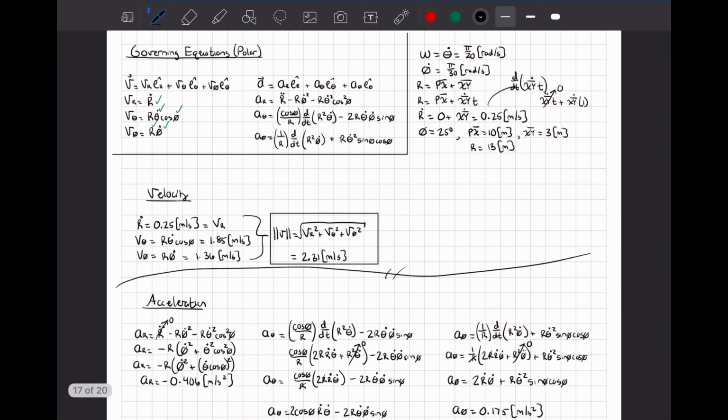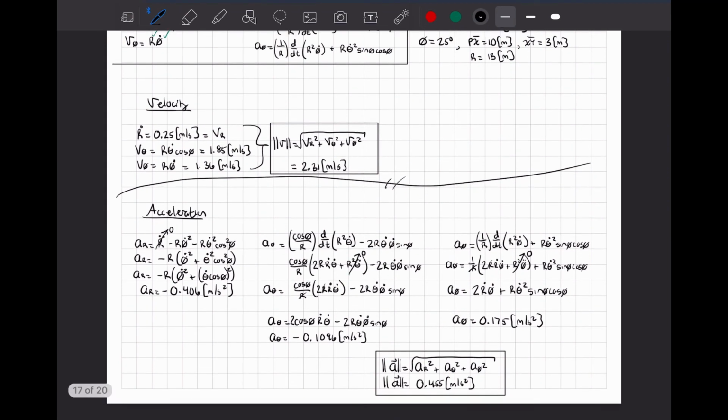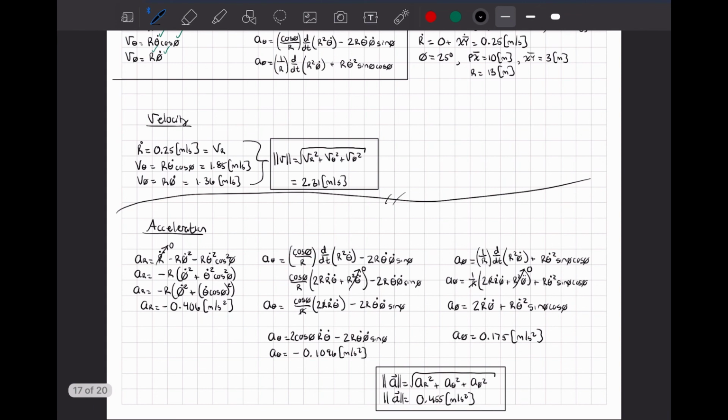Acceleration got a little bit more difficult, but as long as we just remembered to use the product rule and to be careful with how we differentiated and distributed correctly, again, it was just plug and chug.